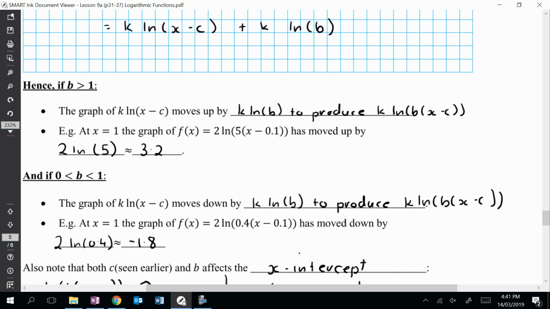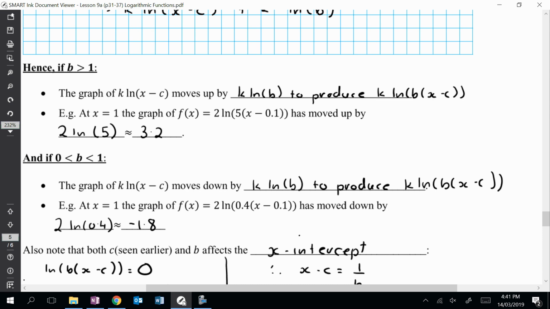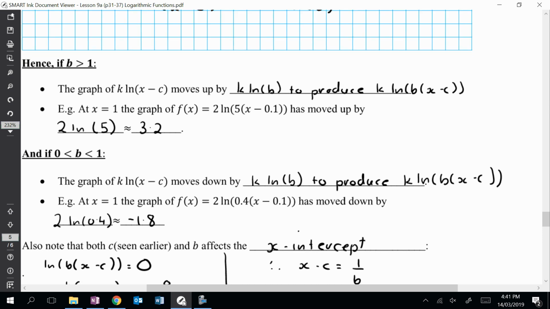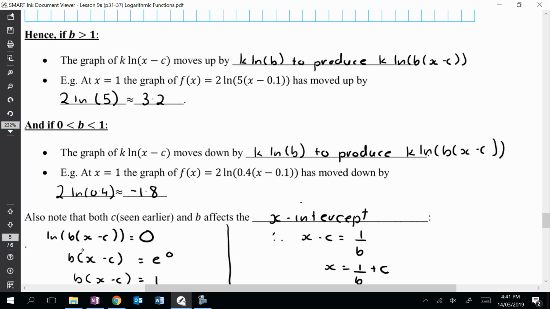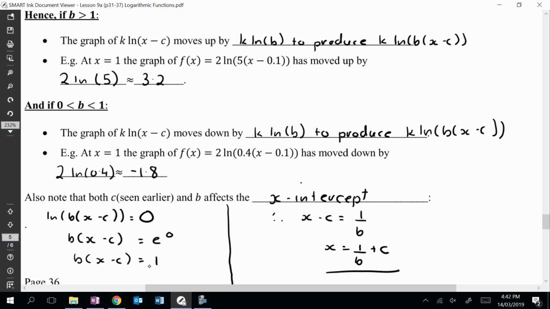Now to revisit the x-intercept, we saw last time that it's just ln(b(x − c)) equals 0. k doesn't have an effect. So if I take e of both sides, I get rid of the ln, and I get b(x − c) is equal to e to the power of 0. e to the power of 0 is just 1. So I divide both sides by b, so I get x − c equals 1 on b. And so x equals 1 on b plus c, so I add c to both sides. So the x-intercept is only determined by b and c, and it's equal to this formula.